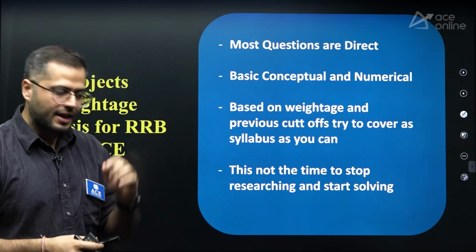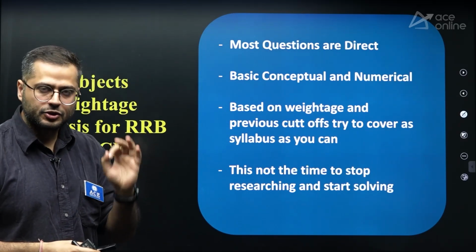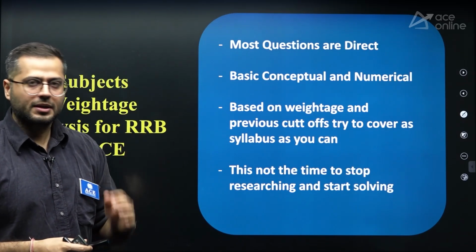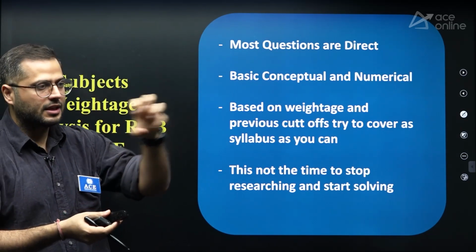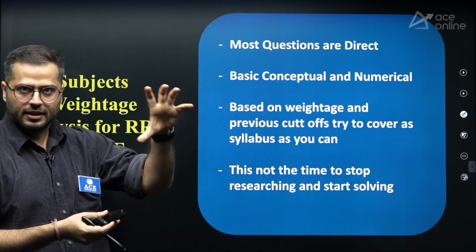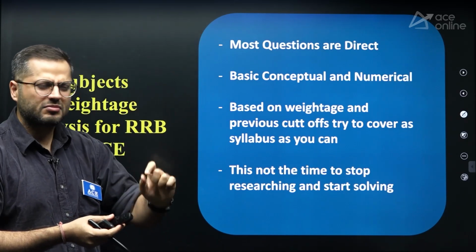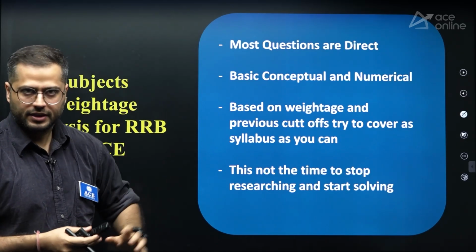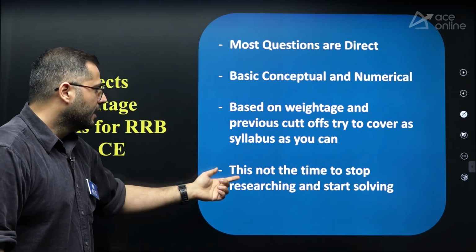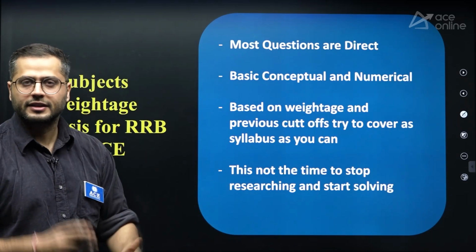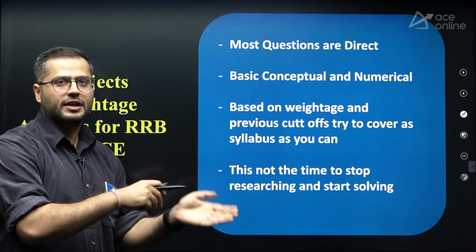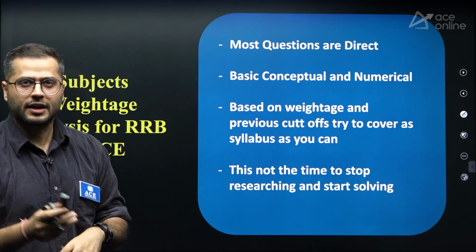Based upon weightage and previous cutoffs, try to cover as much syllabus as you can. Once again, as much syllabus should be covered as possible, but try to divide the entire syllabus into two parts. Cover the structural engineering aspect with much more importance, and then eliminate 1 or 2 topics if you can. This is not the time to do research on various other exams. What should I study? What should I not study?